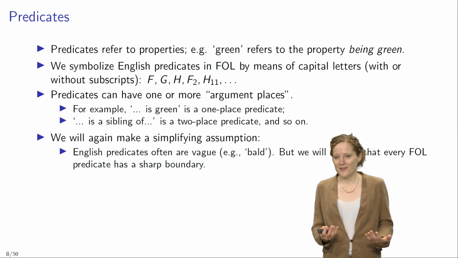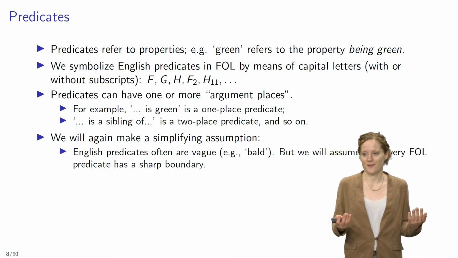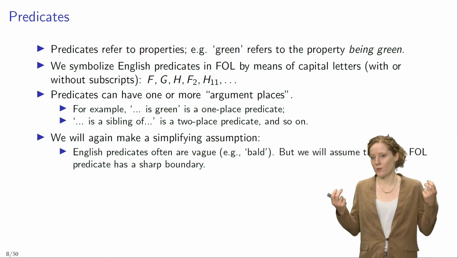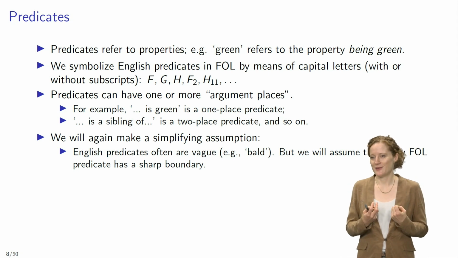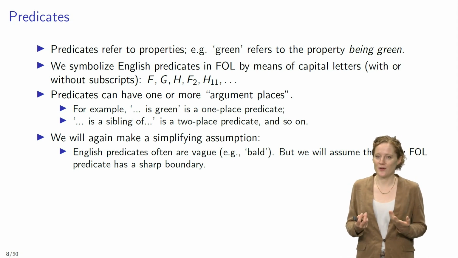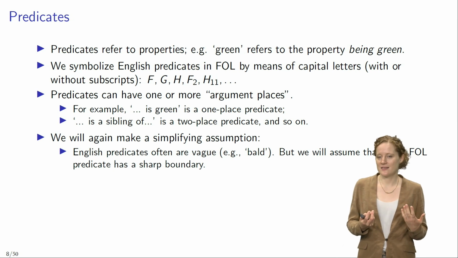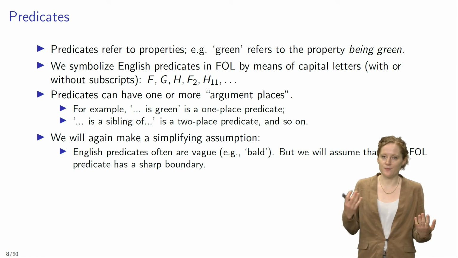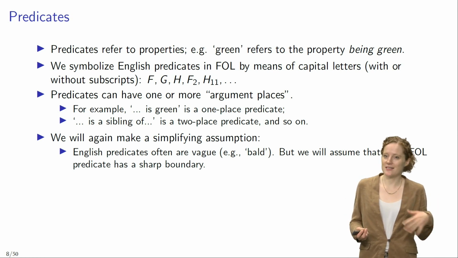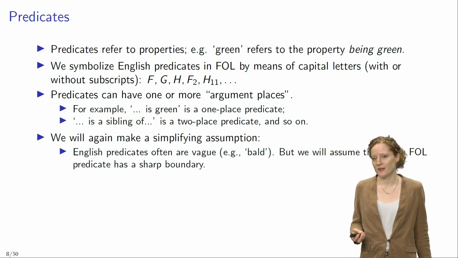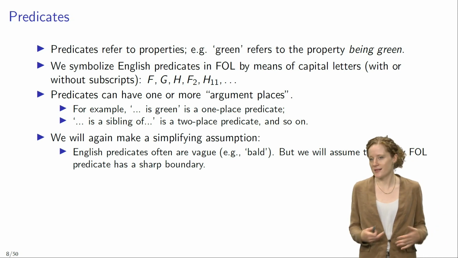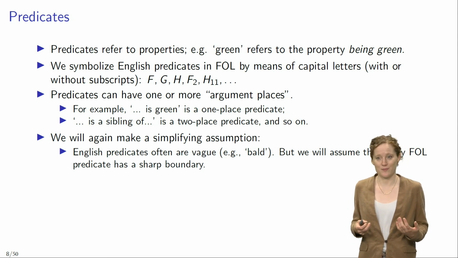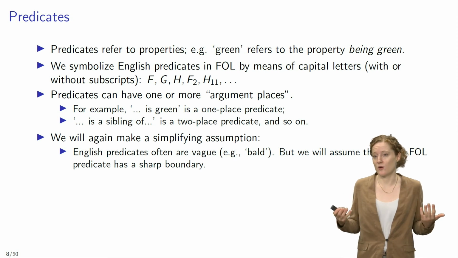Is a sibling of, on the other hand, is a two-place predicate, meaning that you need to use two names and combine these two names with the predicate is a sibling of to form a complete sentence. So for example, the sentence Anna is a sibling of Bill is a complete sentence, and here we have used the two names Anna and Bill and combined them with the predicate is a sibling of to form the sentence. Now there are also 3-place, 4-place, 5-place predicates, and so on and so forth. The important point here just is that predicates may have one or more argument places.